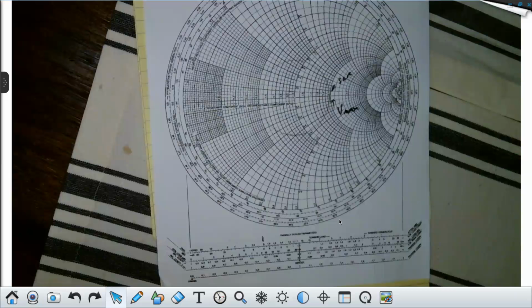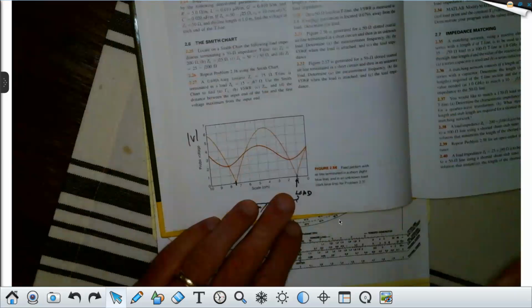Got it? Okay. Now, I'm bringing this book back and I'm showing you something. You can see that we replaced the short with the load right here. Y'all follow me? The darker line is the one that shows you the magnitude of the voltage on the line versus position.